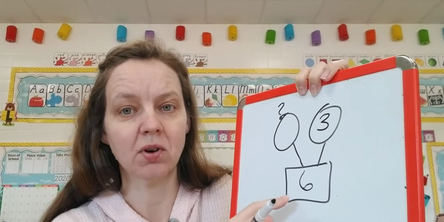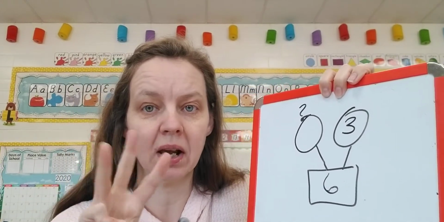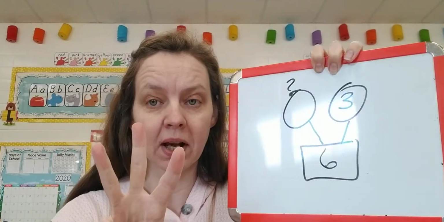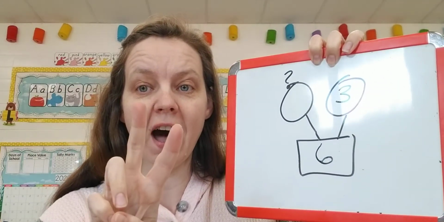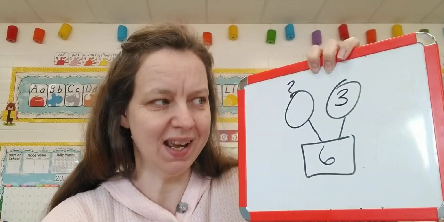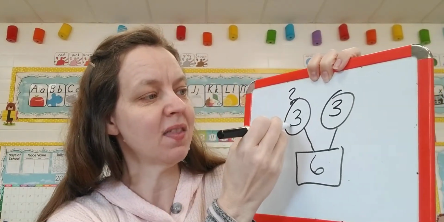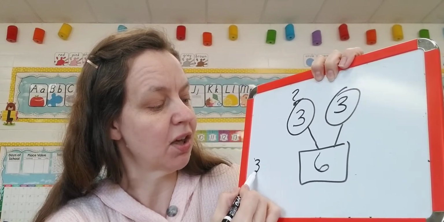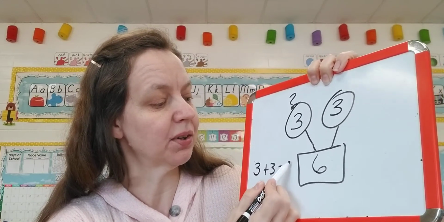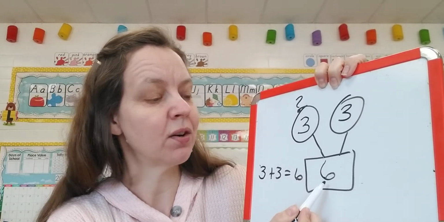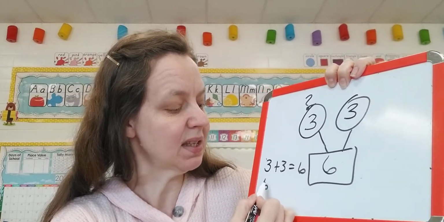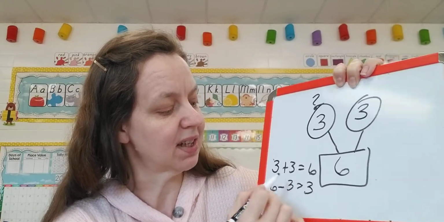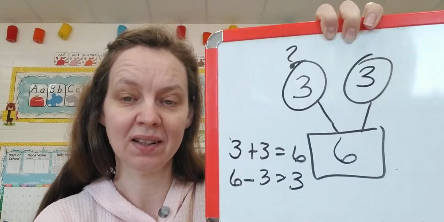All right, I've got to subtract. So I'm going to put 6 in my brain, and I'm going to count backwards 3 times because 3 was already up here. So I'm going to hold up 3, and I'm going to count backwards. 6, 5, 4, 3. There were 3 apples in the pot. They added 3 more, and now we have 6. Write those number sentences. 3 plus 3 equals 6. And flip it around and do our subtraction. I had 6 in the pot. I took away 3, and there were still 3 left. 6 minus 3 equals 3.